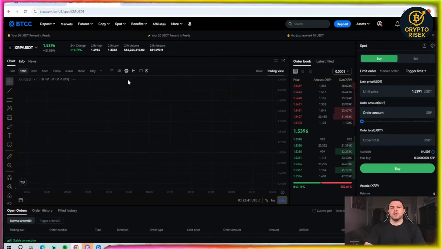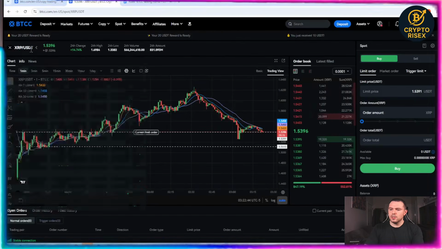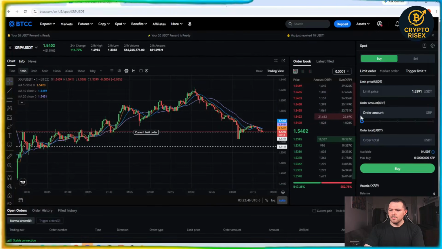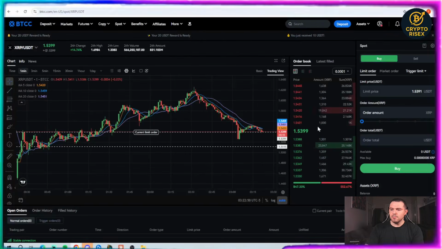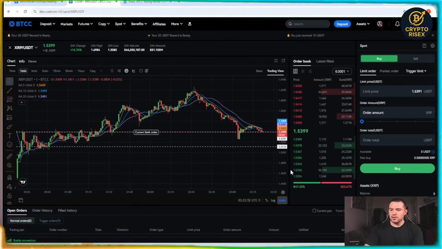Let me explain. So here we are, we're looking at XRP, and I want you to look over here. This is the order book. Now, the order book is telling you who's selling here in red and who's buying here in green.